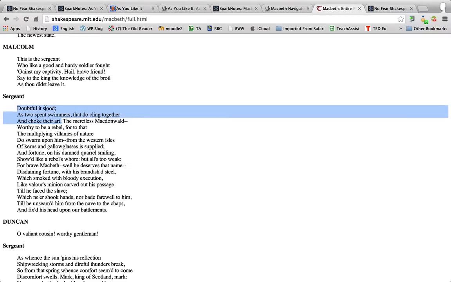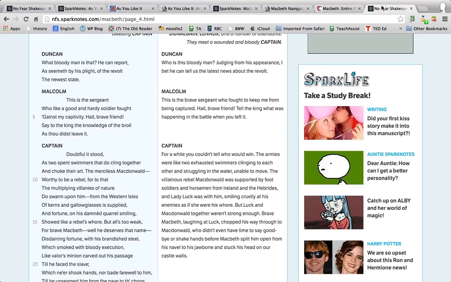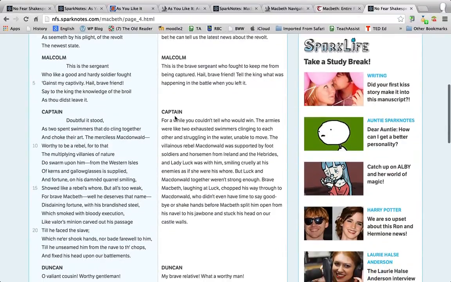So I'm thinking, okay, so the battle was doubtful, like two spent swimmers. Okay, two tired swimmers, they're clinging together and choke their art. I'm like, well, what the heck does it mean by choke their art? One thing I would check for is, I would go and maybe look at the text itself and see if choke their art actually is in there. Or I'd go to No Fear Shakespeare, and it says, for a while I couldn't tell who would win. The armies were like two exhausted swimmers clinging to each other and struggling in the water, unable to move.